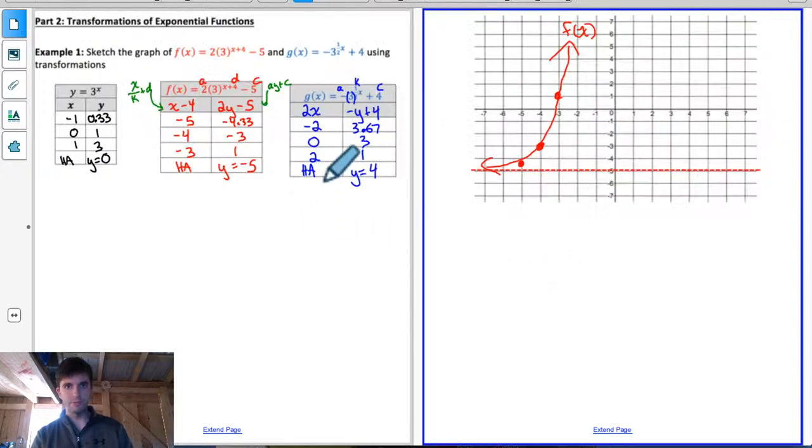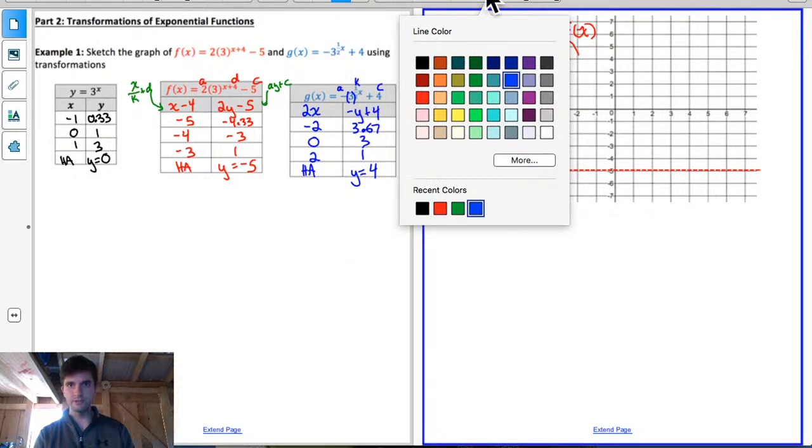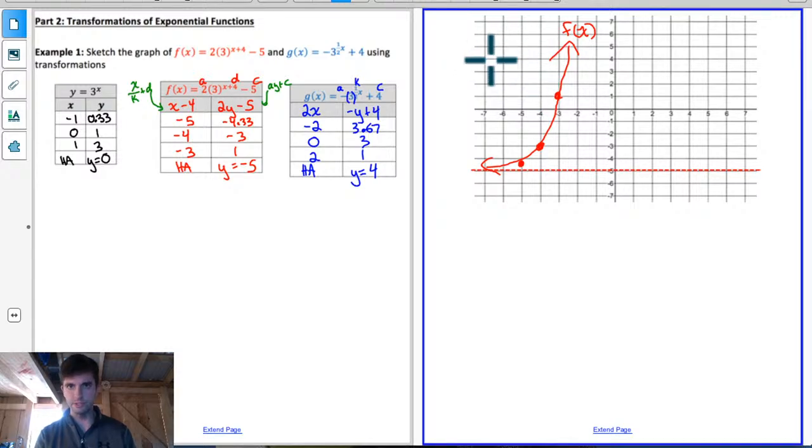And we'll graph the blue function, the g of x function. It needs a horizontal asymptote at 4. It's going to look a little confusing having 2 functions on the same grid that both have a horizontal asymptote, but I've got it color-coded here, so it should be alright to figure out. So y equals 4 is our horizontal asymptote.